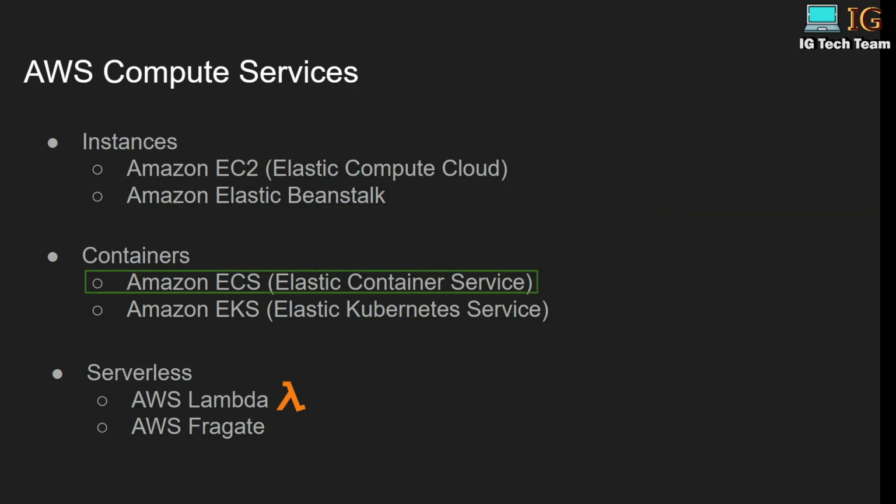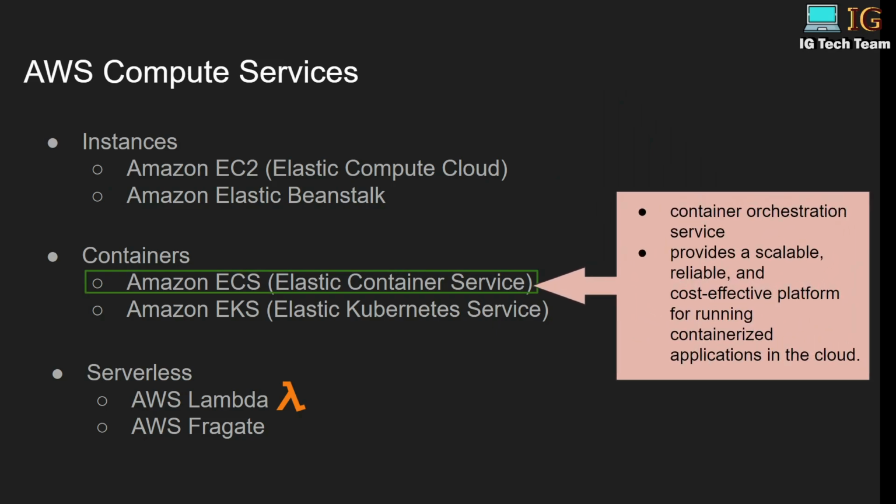Next is the container service. A container is like a bucket that contains everything needed to run software, including the code, runtime, system tools, libraries and settings. That means everything will be packed into one container. Regarding these tools, we have first Amazon ECS, Elastic Container Service. It is a container orchestration service that provides a scalable, reliable and cost-effective platform for running containerized applications in the cloud. That is, it is an AWS service that allows you to containerize your application.